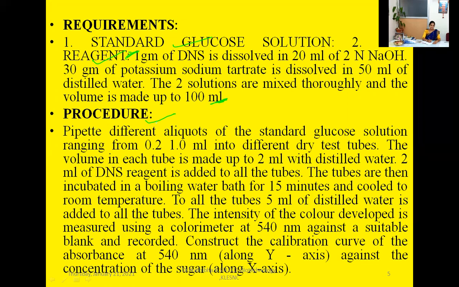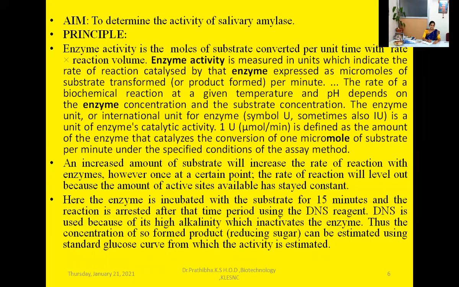To all the test tubes, after cooling, add 5 ml of distilled water. Then the intensity will be read in the colorimeter at 540 nanometer against a suitable blank. Then you are going to construct the graph. Okay, that is about the DNS. But here you are not going to perform this particular procedure because we are giving the standard graph. Now let us move on to determine the activity of salivary amylase.